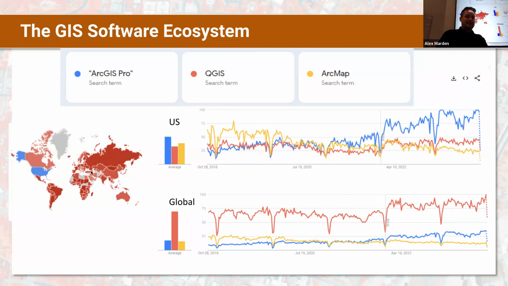And if we look at the map, the US is actually the only region in the world where, according to the Google Trends data, at least, ArcGIS software is more popular than QGIS. So keep that in mind as you think about sort of what audience do you want to have the capability of reaching, and who do you want to collaborate with.